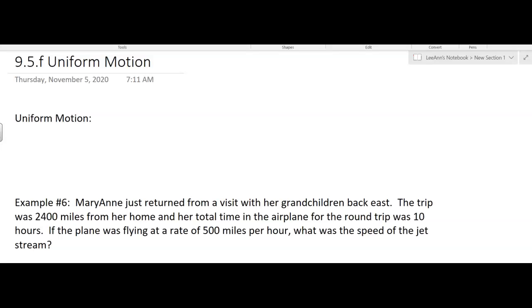So this is a uniform motion problem. For those we use rate times time equals distance. And you also want to remember if you divide both sides by r, you get t equals the distance divided by the rate. So we're going to need that piece of information.